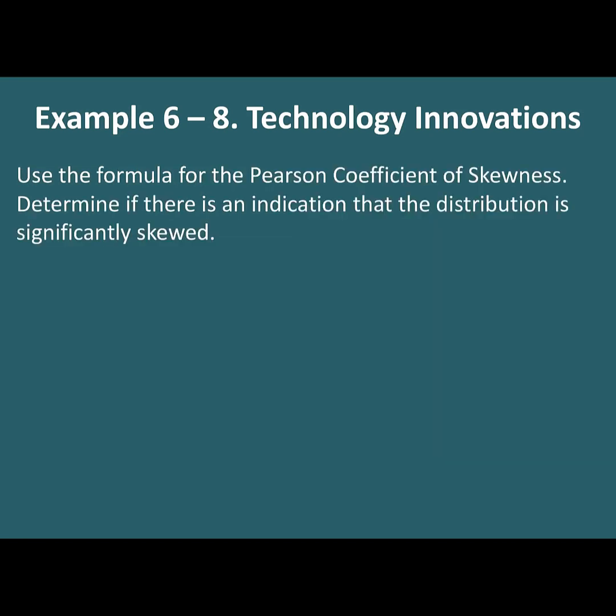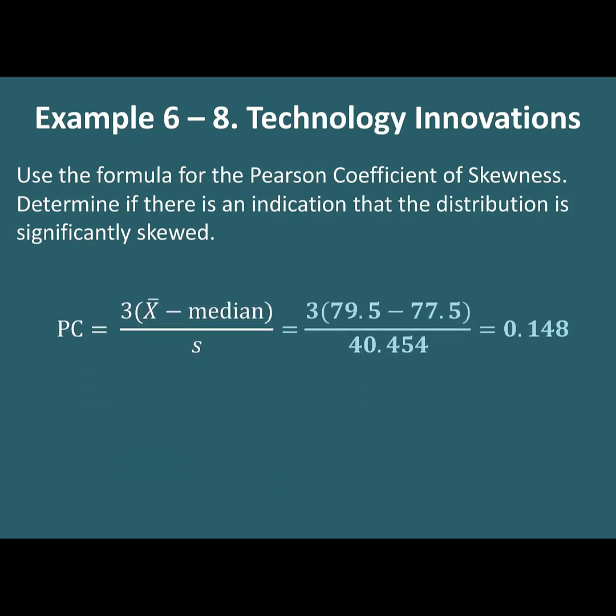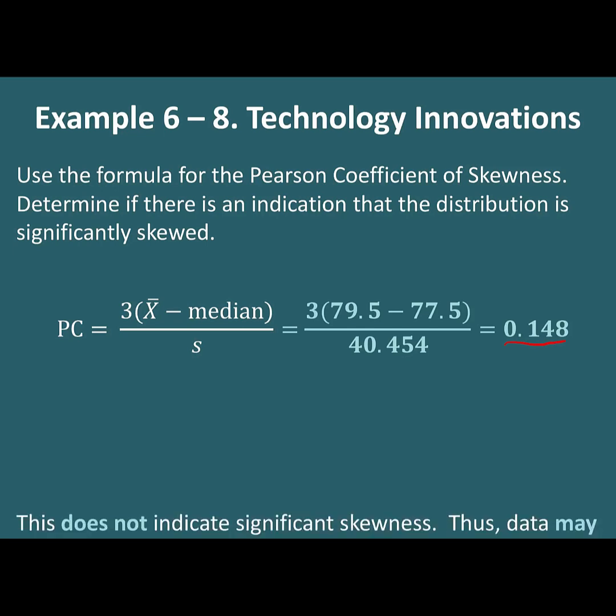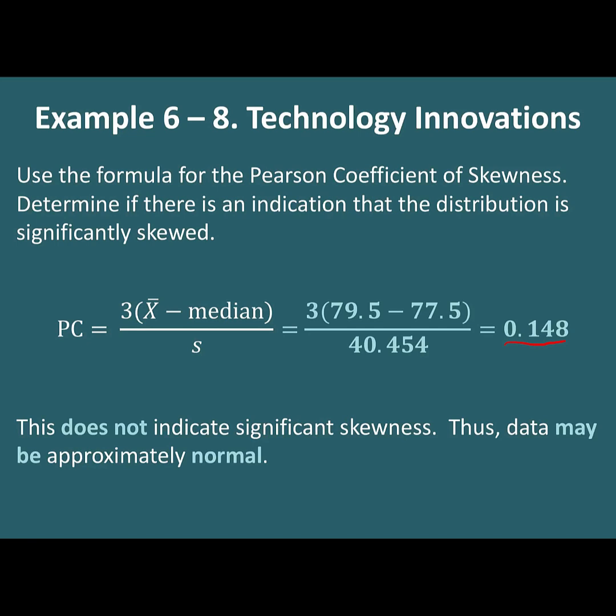The next step will be to use the formula for the Pearson coefficient of skewness. Determine if there is an indication that the distribution is significantly skewed. So here, as you can see, we use 3 times x bar minus the median, all divided by s, the standard deviation. Notice here we get 0.148. Since this value is so close to 0, this does not indicate significant skewness. Thus, data may be approximately normal.